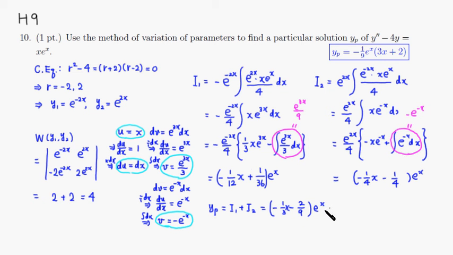To make it a little bit cleaner, we can pull out negative 1 over 9. So this is going to be 3x plus 2, then you have e to the x. So that's the y sub p that we're looking for, and we can obtain it by variation of parameters. All right, that's it. I hope that this was clear.